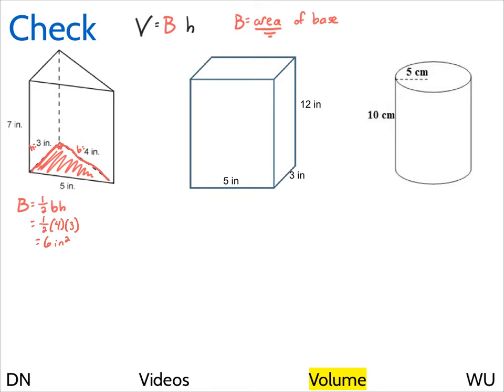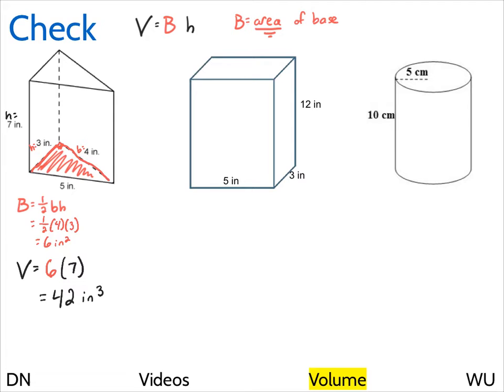So now, to find the volume, we have to multiply that 6 times the height of the entire prism. The height of the entire prism is 7 inches. So the volume equals 42 cubic inches.